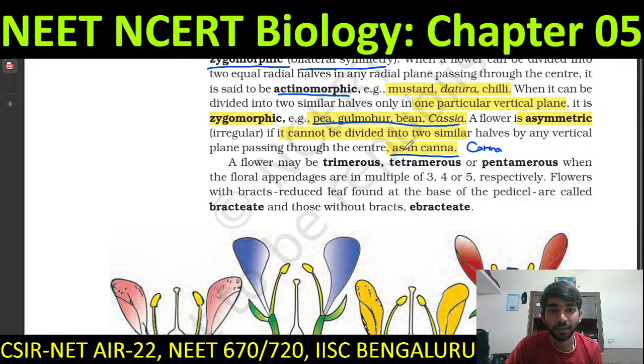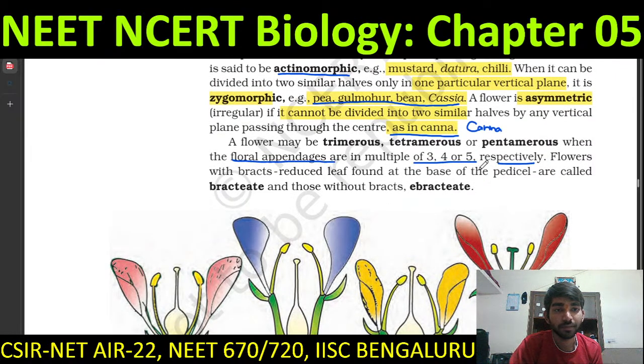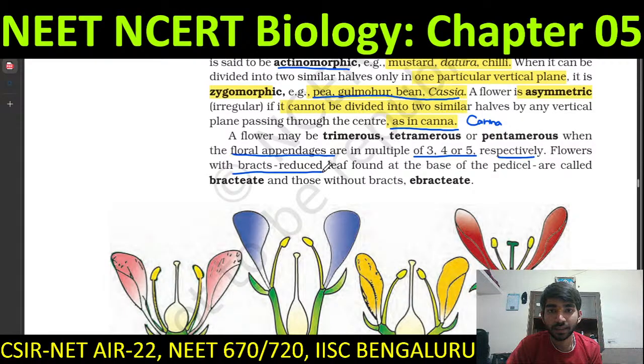Flowers may be trimerous, tetramerous, or pentamerous, depending on whether the floral appendages are in multiples of 3, 4, or 5. So tri, tetra, penta: 3, 4, 5. Very easy, simple terminology. Flowers with bracts, reduced leaves found at the base of the pedicel, are called bracteate, and those without bracts are called ebracteate.